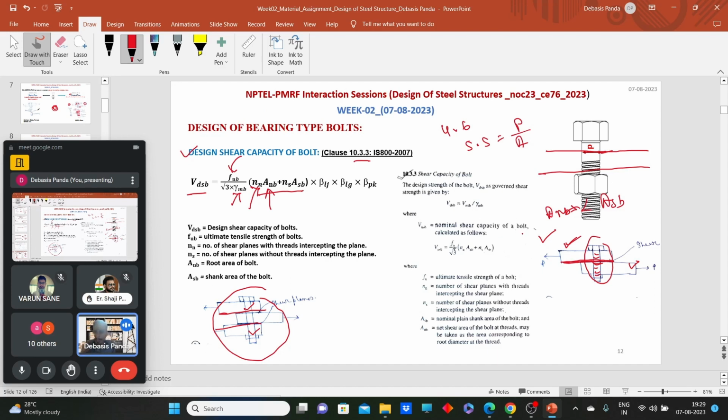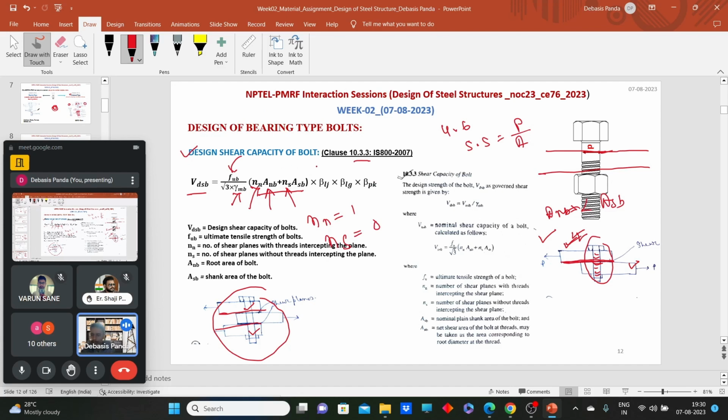Now I can consider that the shear plane can pass through the shank or the shear plane can pass through the root. So here N_s denotes the number of shear planes passing through the shank. What I will consider as a designer is that the shear plane passes through the root, because that will be my most critical condition. Because when the shear plane passes through the root, the shear stress induced in the bolt will be high. So for this case, if I consider these two plates, N_n will be 1, and the value of N_s will be 0, because only one shear plane is there.